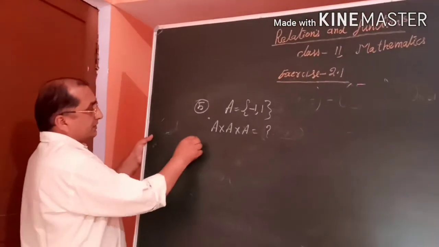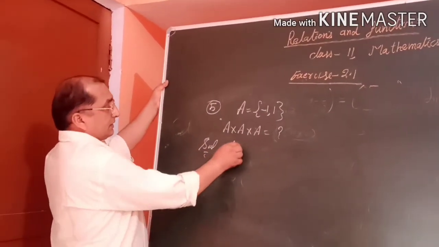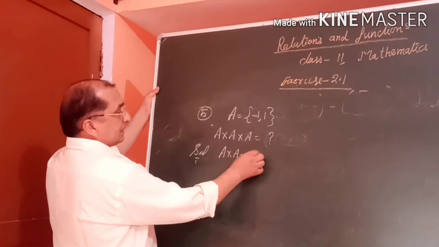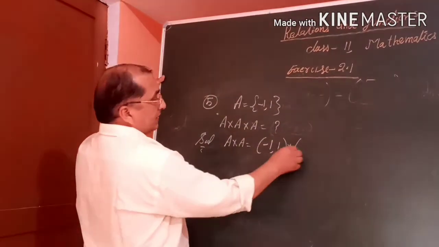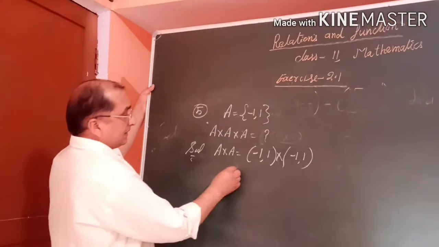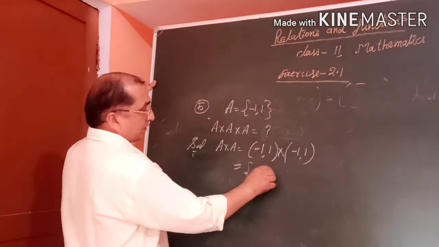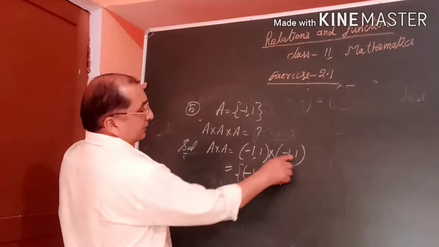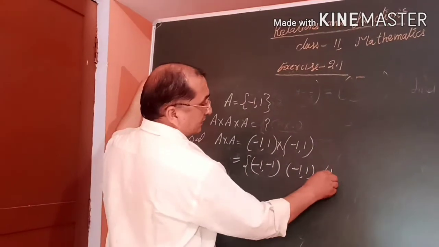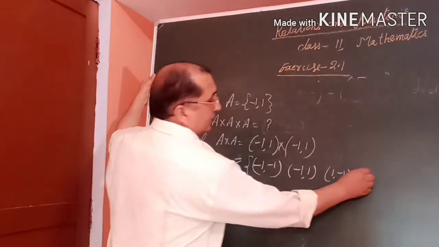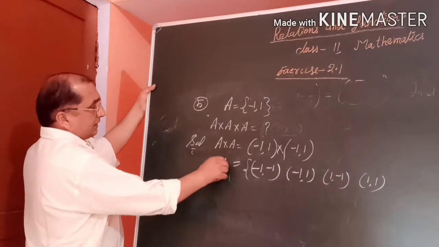Before solving this, first of all we will multiply A cross A. A cross A means first minus 1, 1, and again the next one minus 1, 1. Then what comes: minus 1, minus 1; minus 1, 1; then 1, minus 1; then 1, 1. And this is known as A cross A.